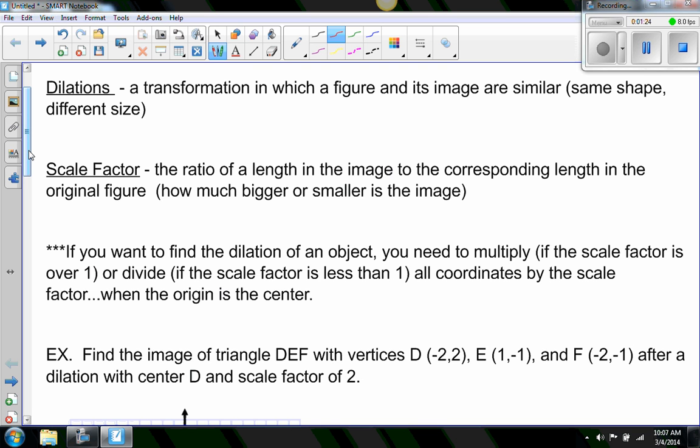But if the scale factor was something different that didn't come out even like that, you might want to just multiply it by a decimal, and then it would get smaller.